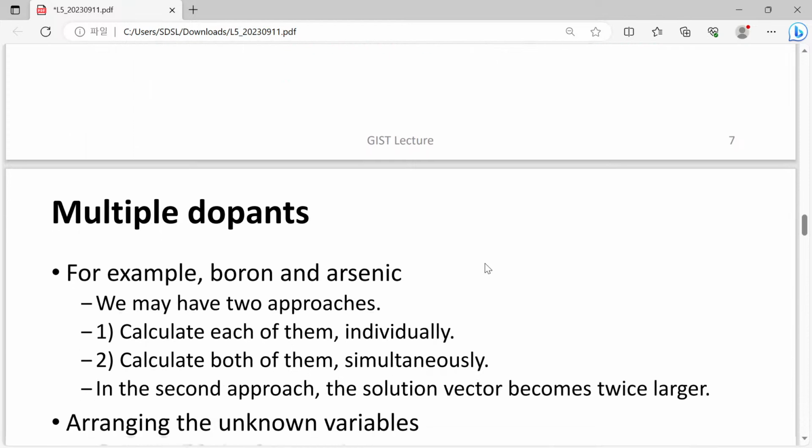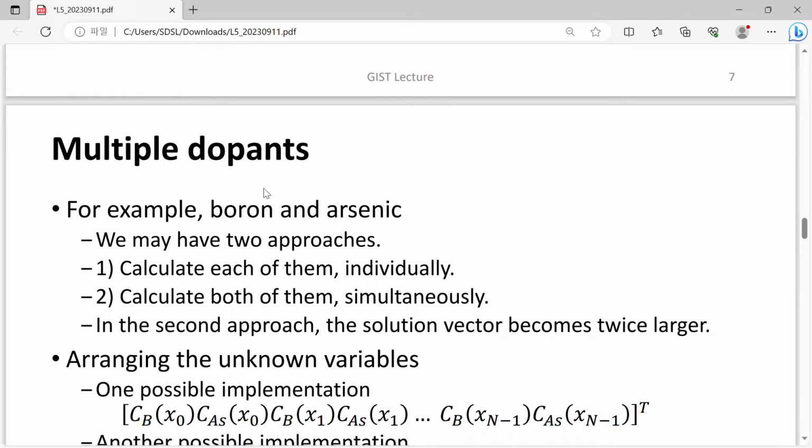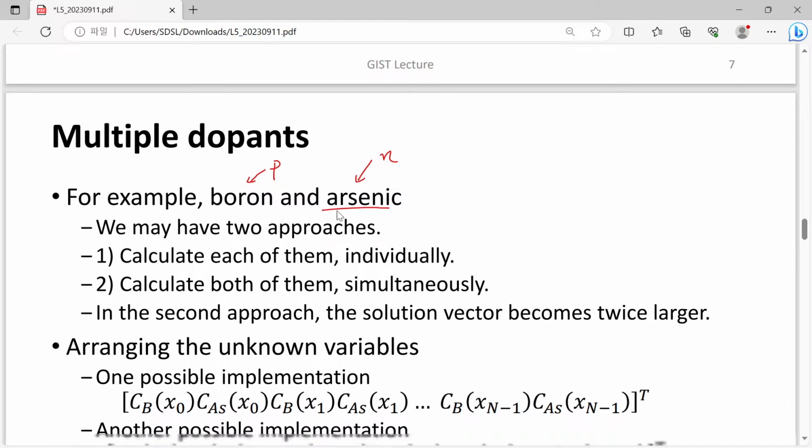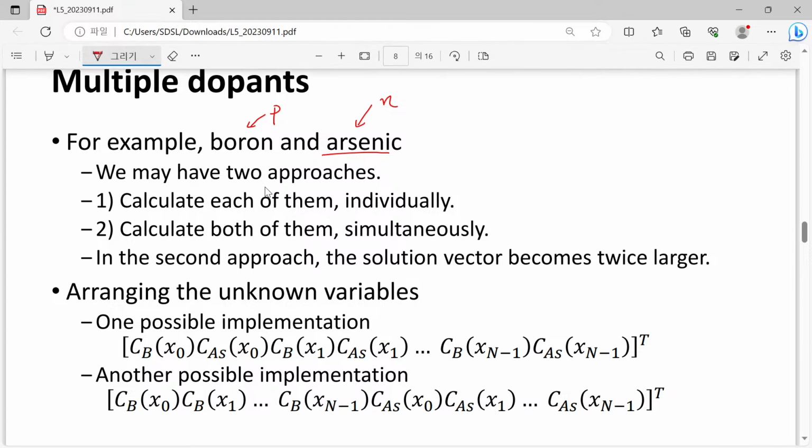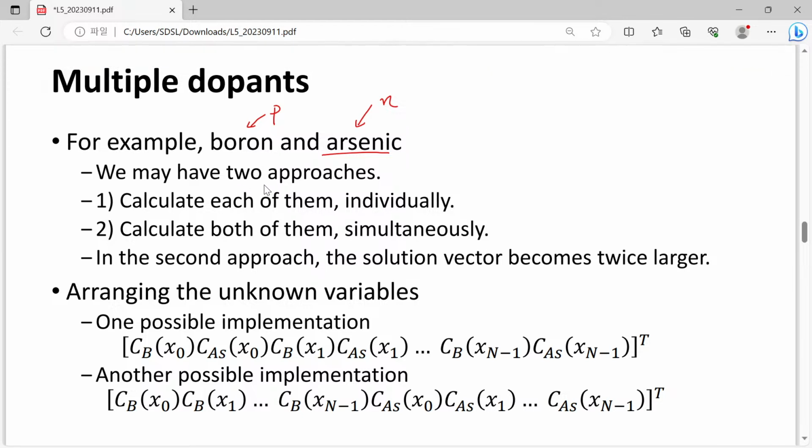So think about this one. In order to make a p-n junction, we have to typically adopt this kind of boron and arsenic, or boron and phosphorus, but usually arsenic is more preferably used for N+ region. So we have boron and arsenic. Then if we have to consider the diffusion of these two dopants, then how can we do that?